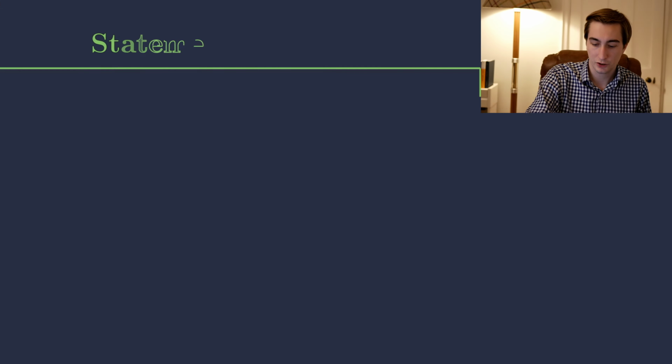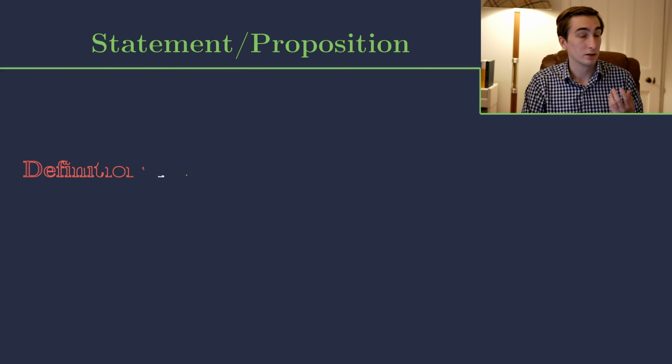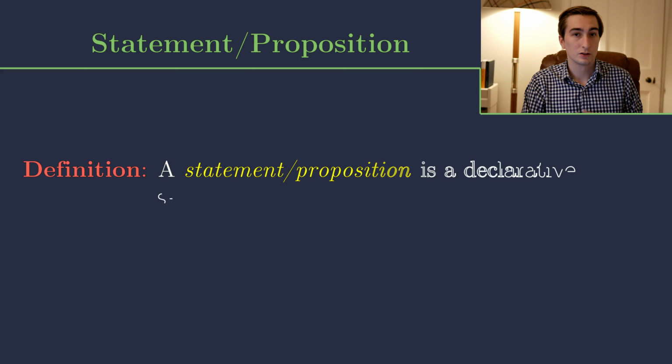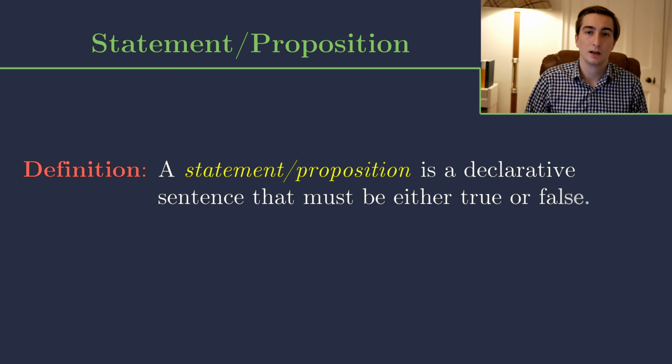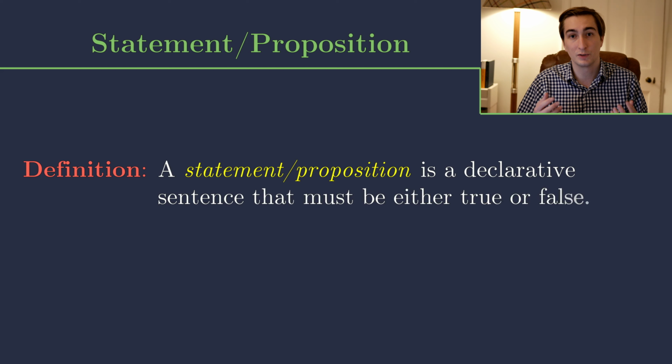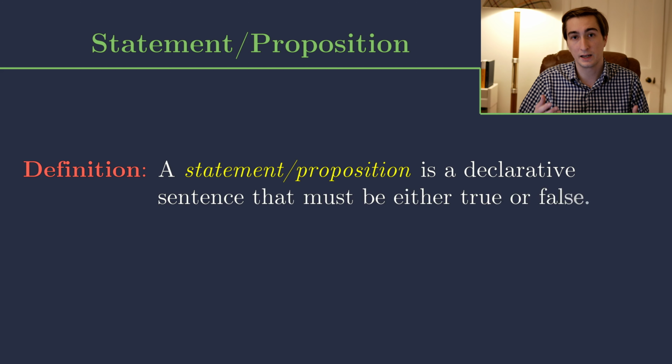So let's go to our definition here and look at what the definition of a proposition is. It's also sometimes written as a statement. So a statement or proposition is a declarative sentence that must be either true or false. A simple example of a proposition could be "my name is James." That's an example of a proposition, as it is a declarative sentence, and in this case it is true.